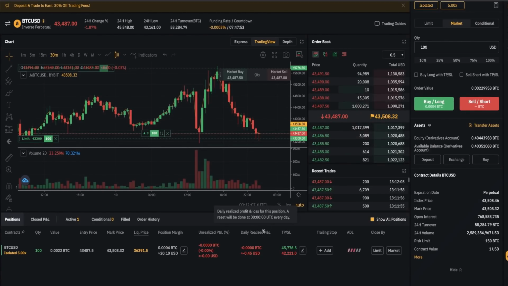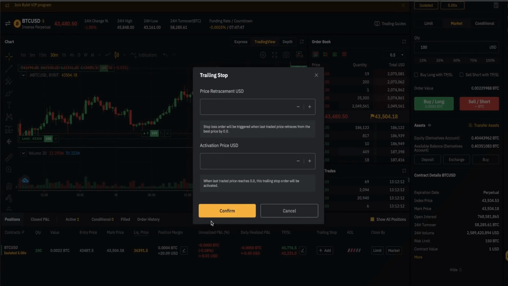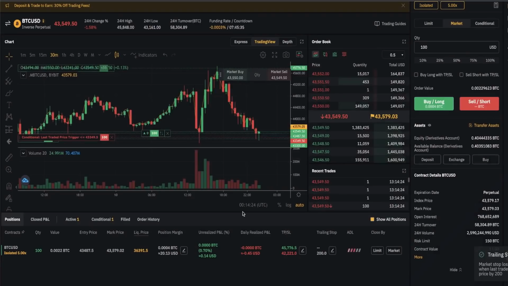Now you can also set a trailing stop loss here too, which is another useful tool. So if you click on add a trailing stop loss, we can set up this very useful tool for you. There are two options that you can use here. We have either price retracement or an activation price. So you can set a specific price or a price retracement. Let's use the price retracement option. We're going to set that at $200, and I'll explain exactly what this means.